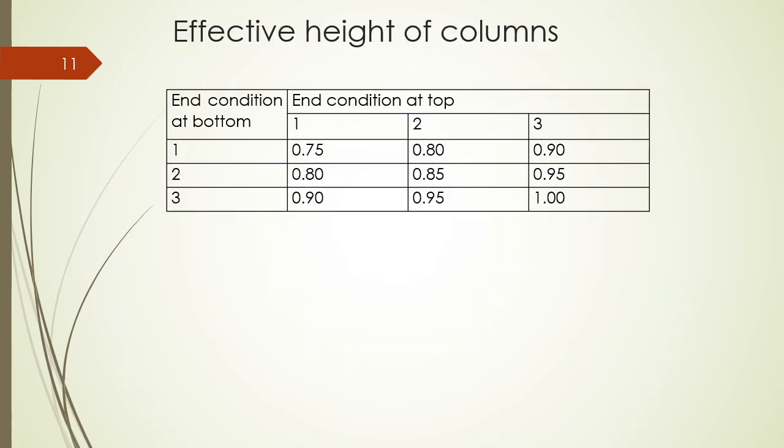The effective height of columns is also quite important and is dependent on the end conditions. We'll have an end condition at the top and an end condition at the bottom that will affect the effective height. So from a question we could get the clear height, then we would need these factors to get the effective height. So two items: there's a clear height and there is an effective height.